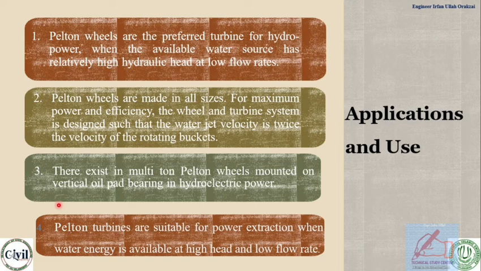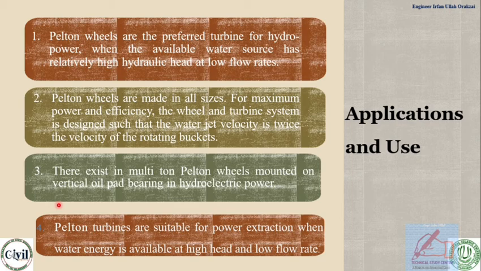Second, Pelton wheels are made in all sizes for maximum power. It means it's not restricted to producing a single size of Pelton turbine. It can be resized and redesigned according to the need. So for maximum power and efficiency, the wheel and turbine system is designed such that the water jet velocity is twice the velocity of the rotating bucket. I will explain it later, but you should know about that.